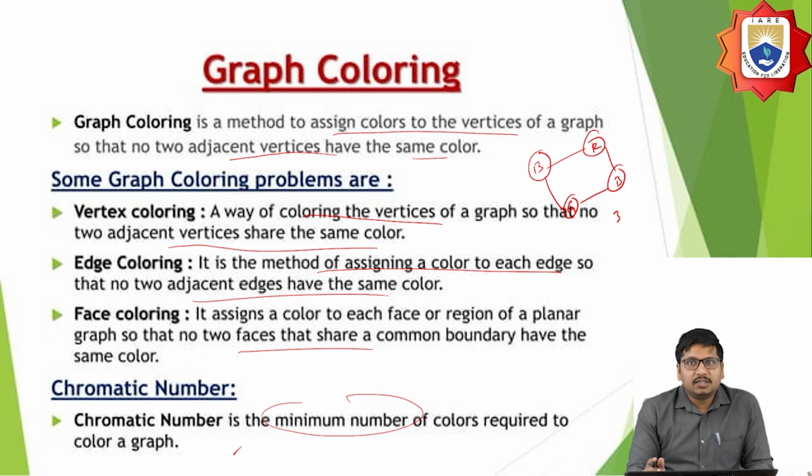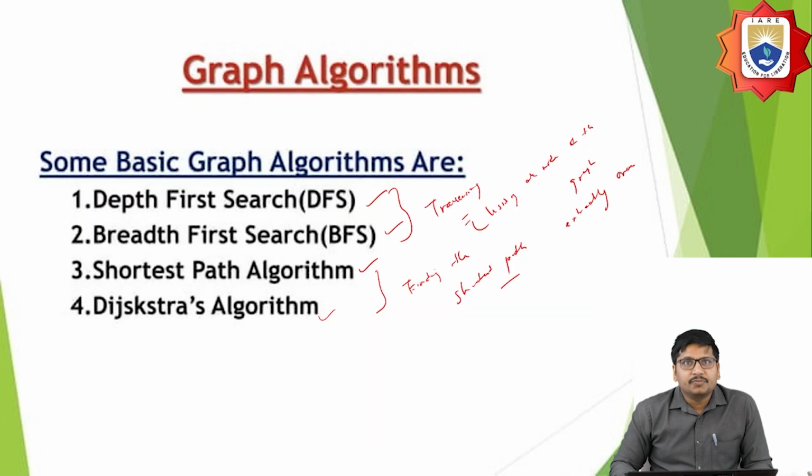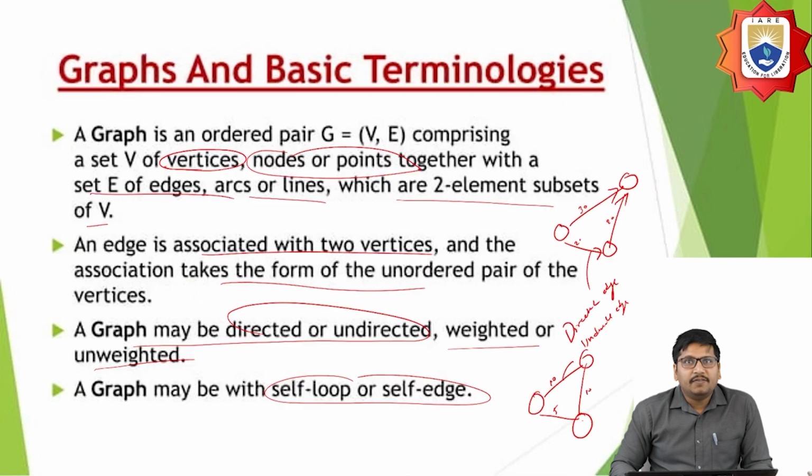So vertex coloring means, this is the example. No two vertices are going to have the same color. Similarly, no two edges should share a common color. And face coloring means the regions of the graph that are going to be colored should not share a common boundary. And chromatic number means the minimum number of colors that are required to color the graph. So that should be about the graphs here.